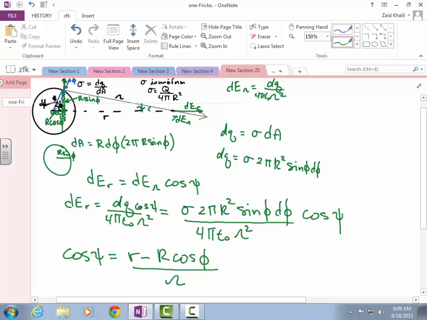Because I implicitly use theta, interestingly enough. Anybody know where I implicitly use theta? That angle. But I already integrated theta. Yes.